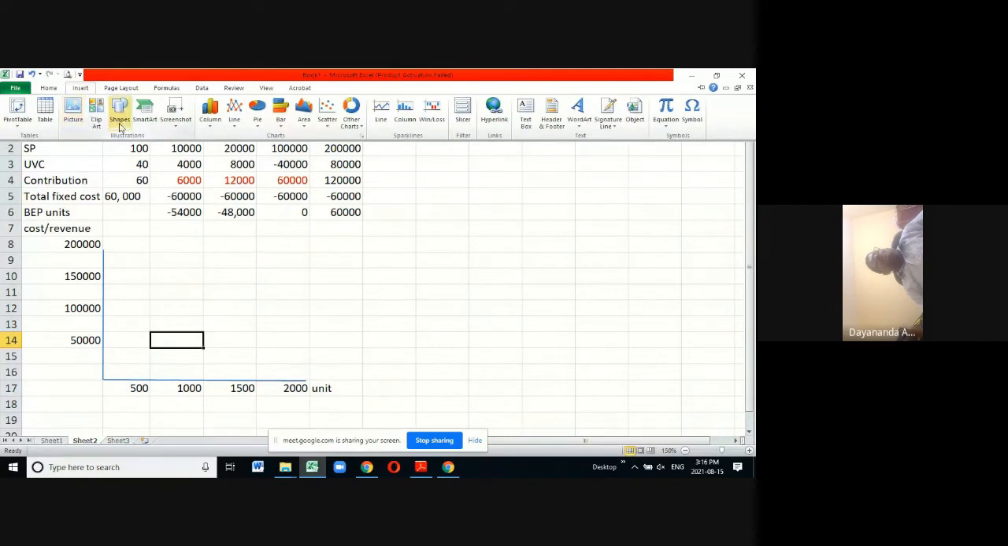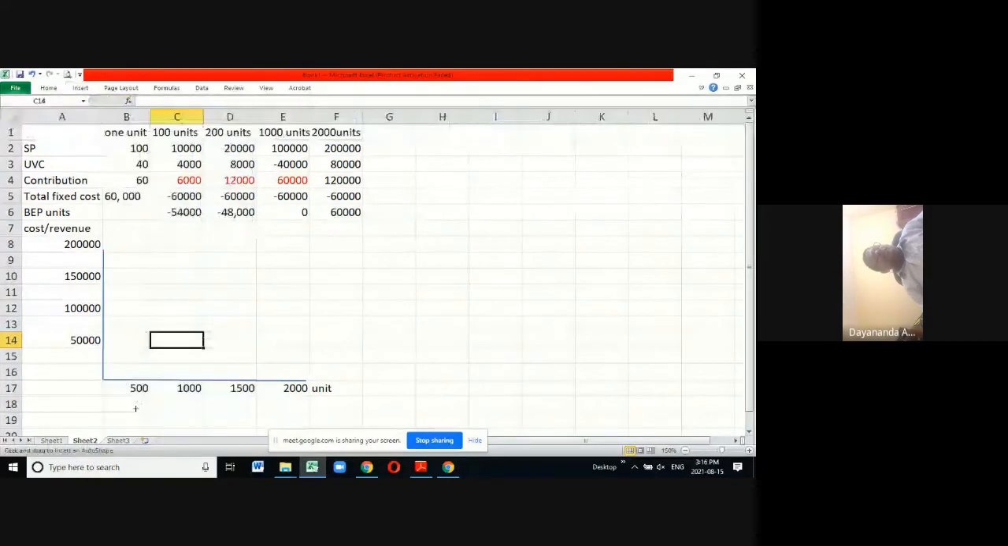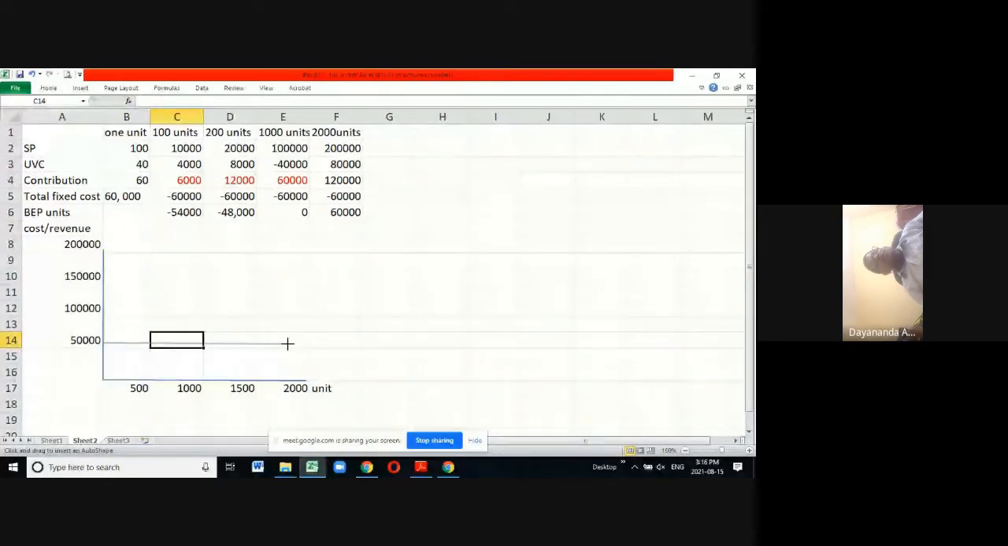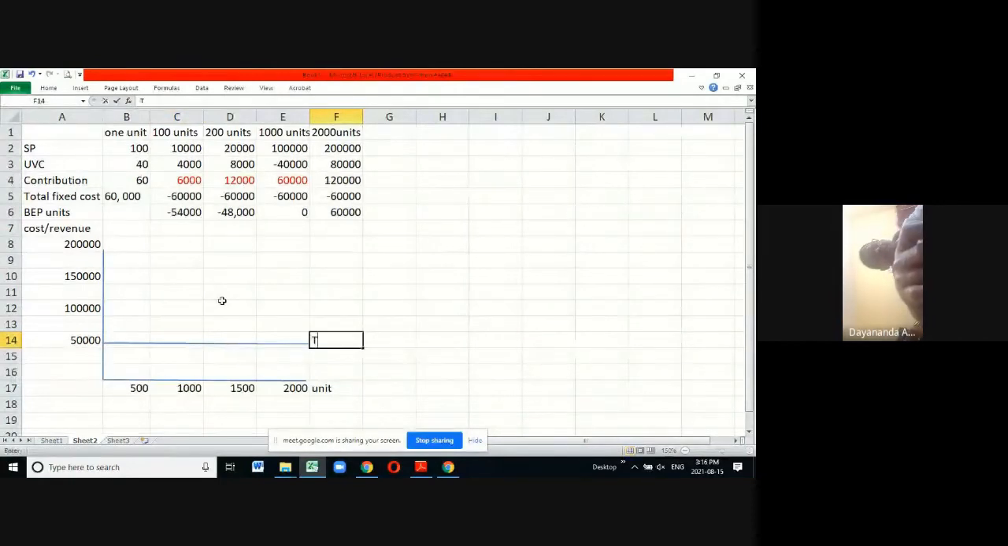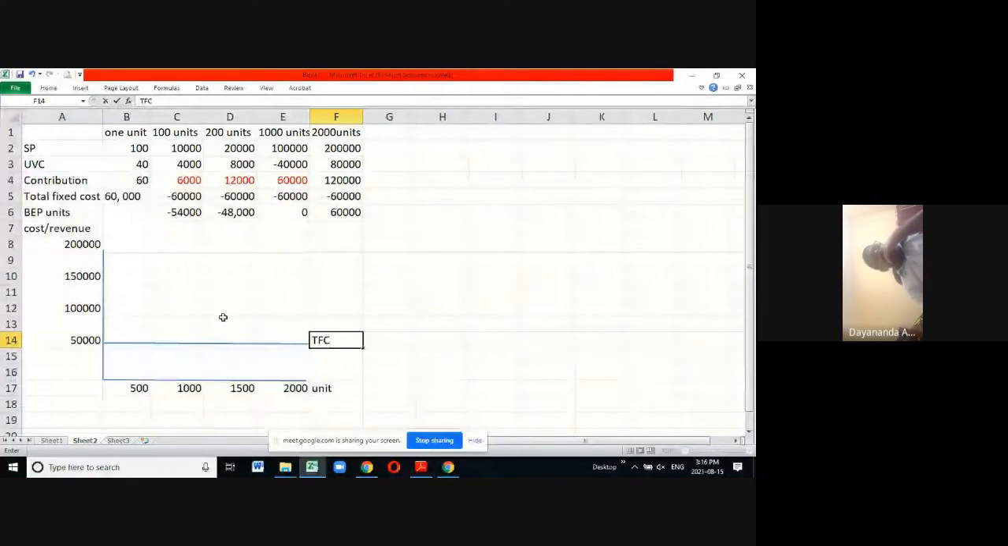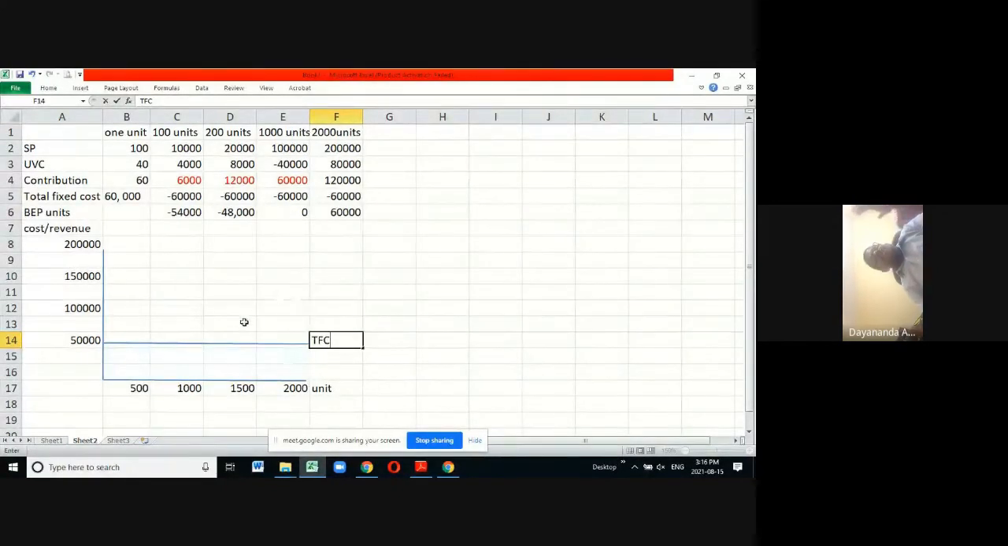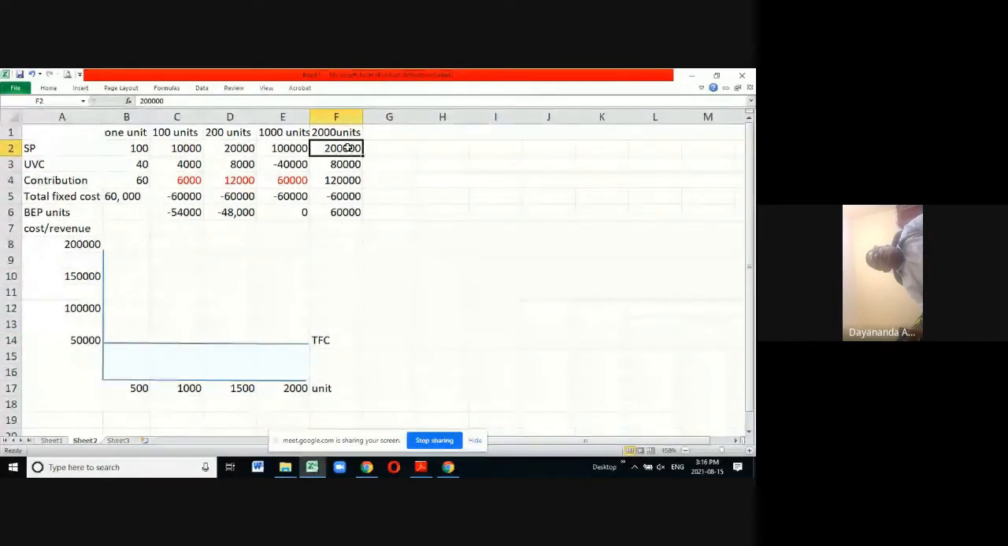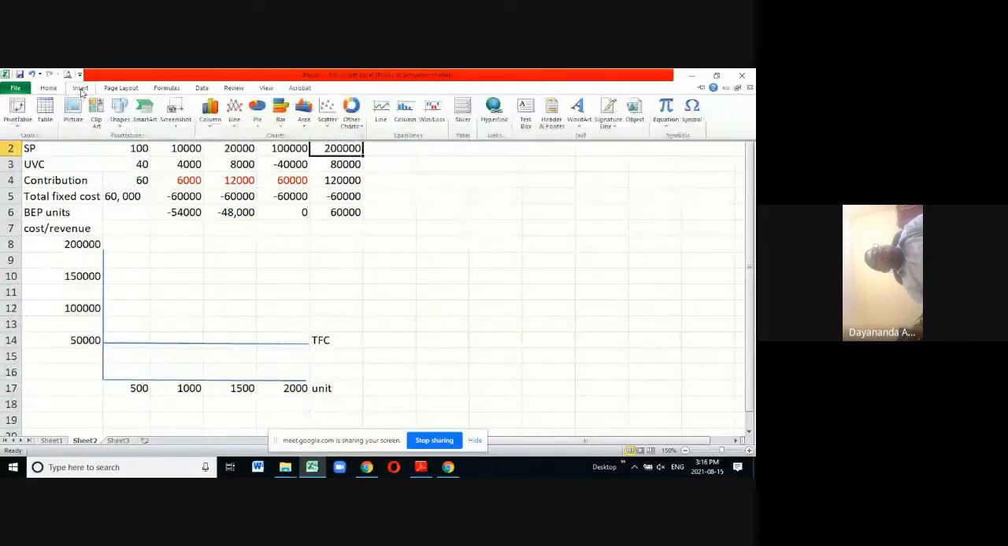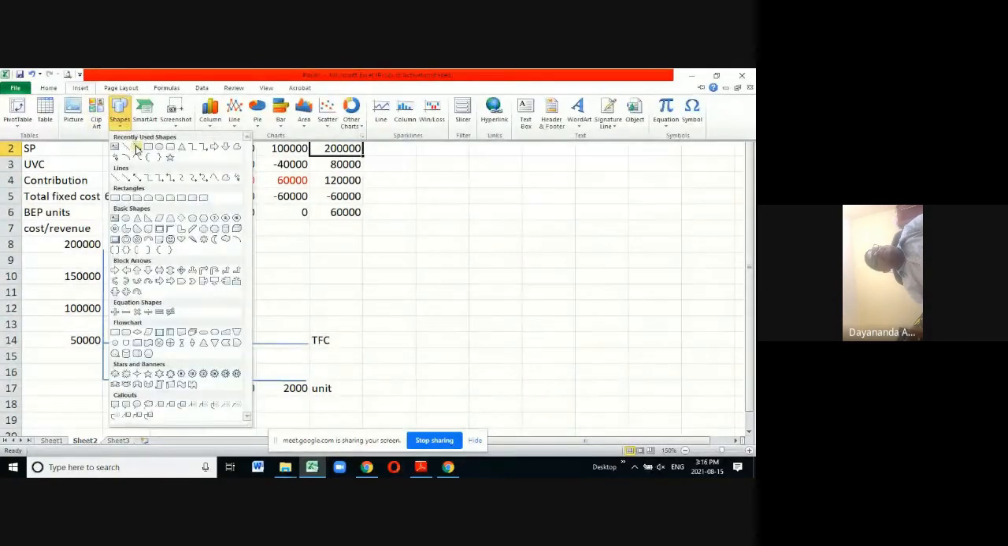We may insert 60,000 here. That is the fixed cost we label as TFC. What is TFC? TFC is the total fixed cost. What is the total revenue? But once you decide these maximum points, according to this chart, the maximum is 200. So if you want, you can complete this something like this also. I think that is easy.